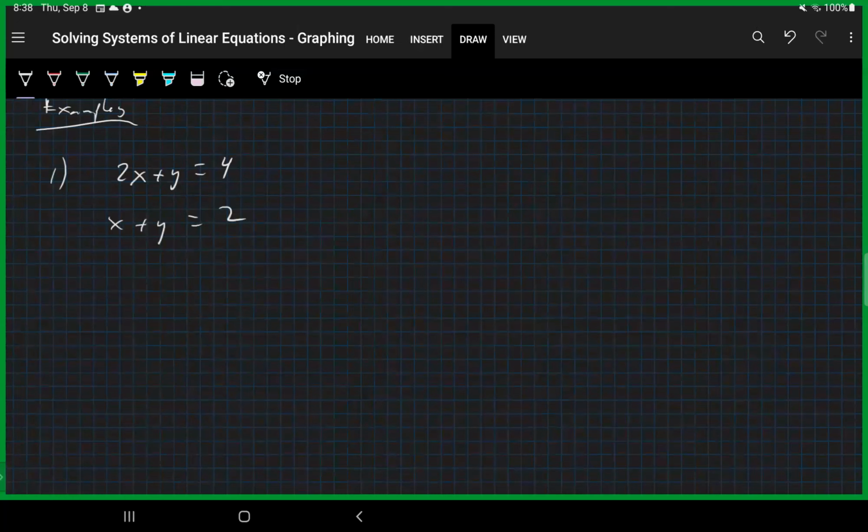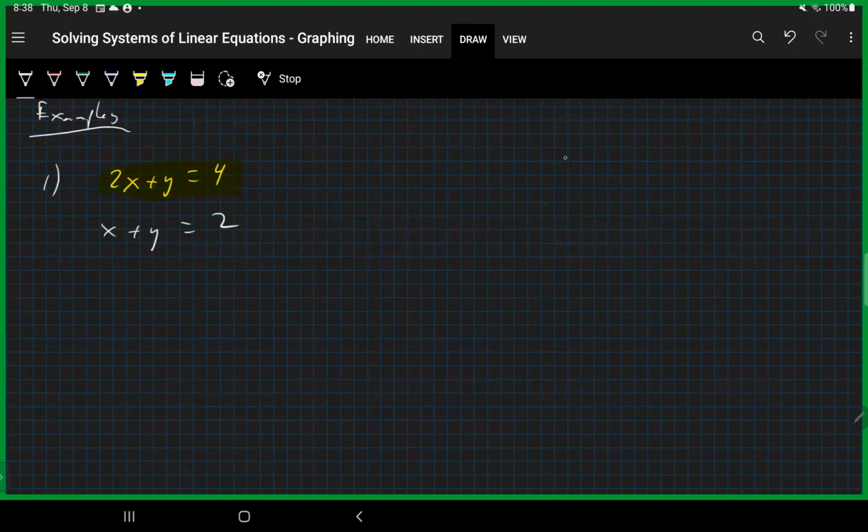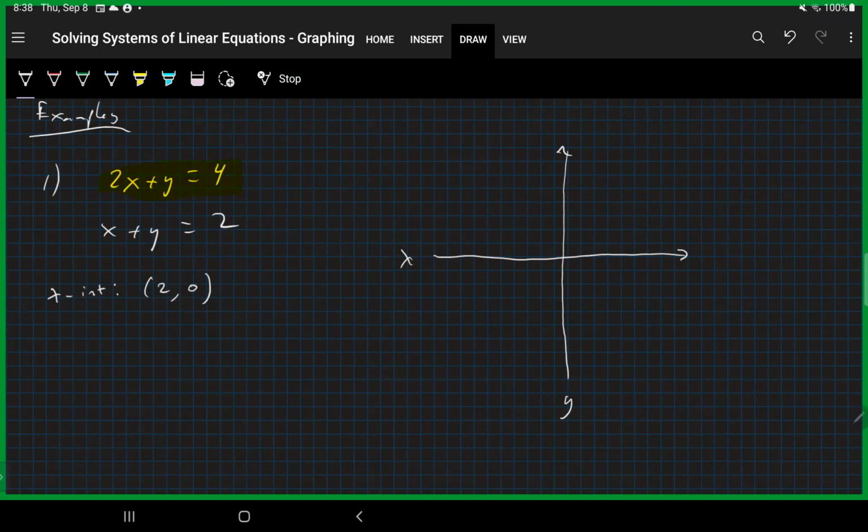So when it comes to graphing these, you can do however you want. So I'm going to graph these by plotting intercepts. Let's get a graph going. X and Y. And for the first equation, my x-intercept, I plug in 0 for y, I get 2x is 4, so I get x is 2. So I get (2, 0).